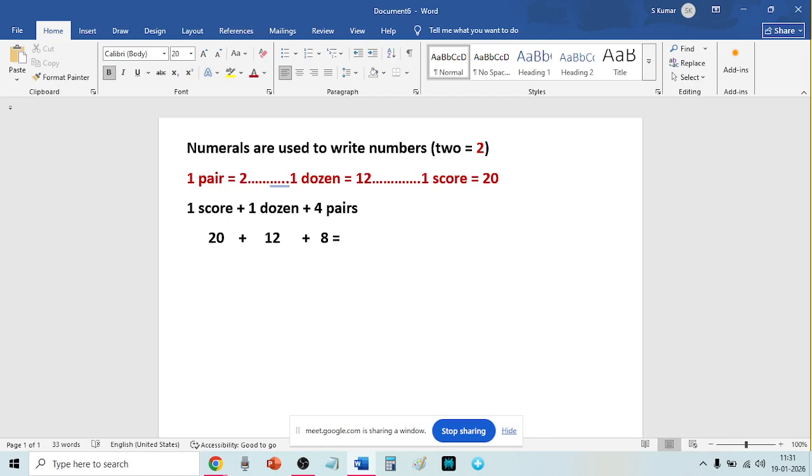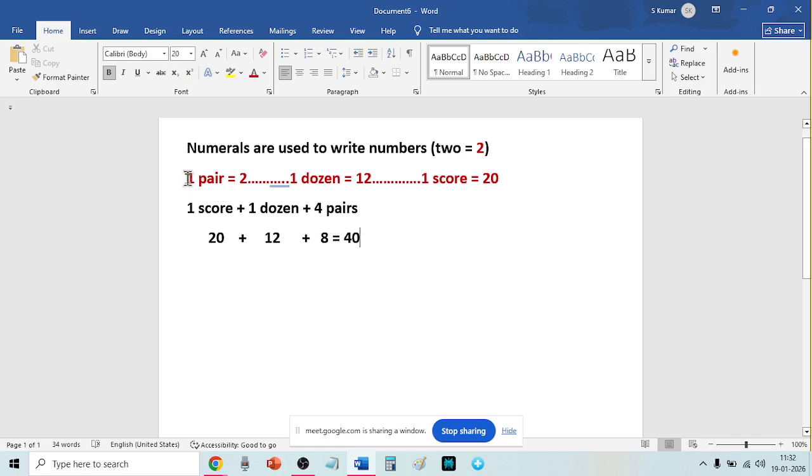First add 12 and 8, then add 20. Although you can add in any order, you can add any way you like, but you'll get the same answer. What answer are you getting? 20 plus 8 is 28, then plus 12 is 40. Or you can say 12 plus 8 is 20, then 20 plus 20 is 40. So this is what we are getting.